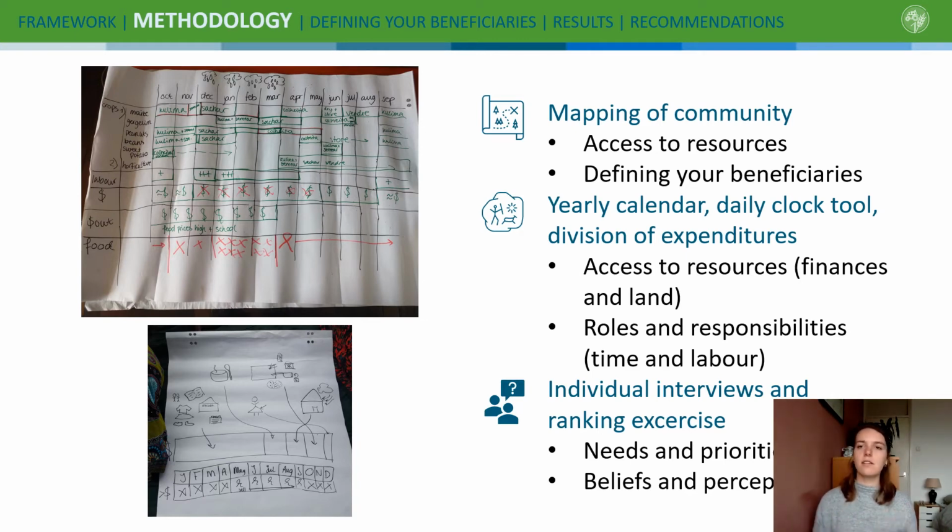We backed this exercise up with a daily clock tool, in which we asked what a farmer does at what specific time in a day. And then we also asked them about the division of their expenditures to just get a more specific view of the management of their finances.